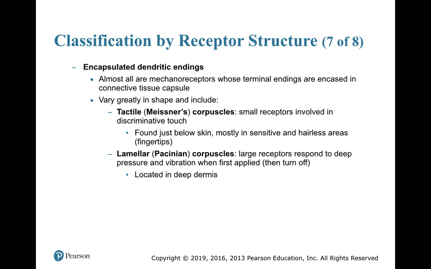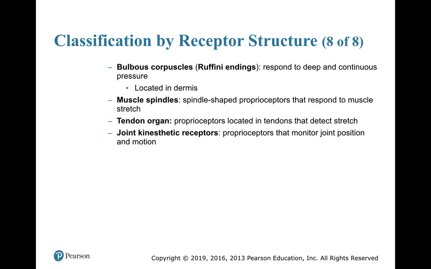There are lamellar corpuscles, which are traditionally called Pacinian corpuscles, after the anatomist who described them. These are larger receptors found deeper, and they respond to pressure and vibration when it's first applied to them, and at that point they get turned off, and we'll talk about that process later on, but these are deeper in the dermis. There are bulbous corpuscles, used to be called Ruffini's endings, again after the anatomist who described them. They respond to deep and continuous pressure. They're located in the dermis.